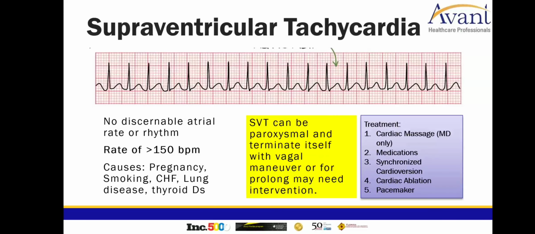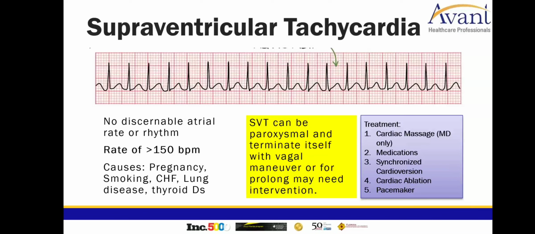Some treatment will call for carotid massage. That's where the physician, and only the physician, can massage one carotid to slow down the heart and create the vagal response. This is not a nurse intervention. Medications can help in this situation, often calcium channel blockers like Cardizem, or digoxin, because they slow conduction and decrease the smooth muscle tone in the heart.